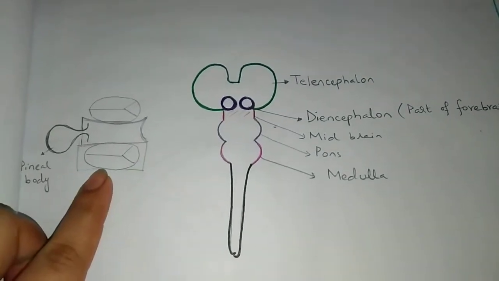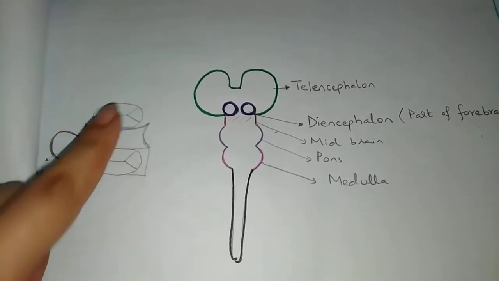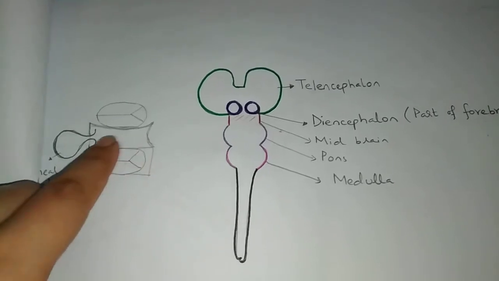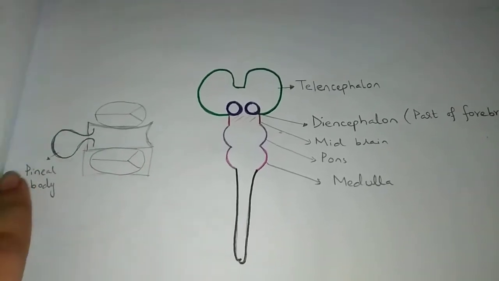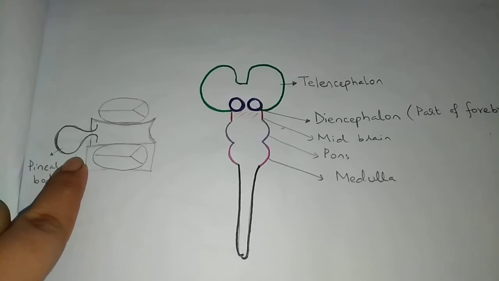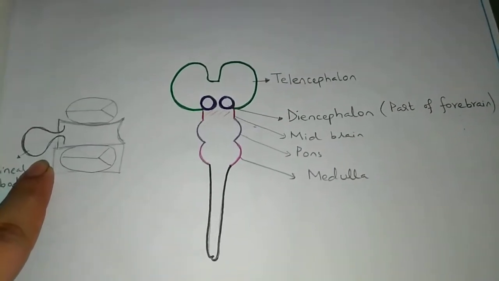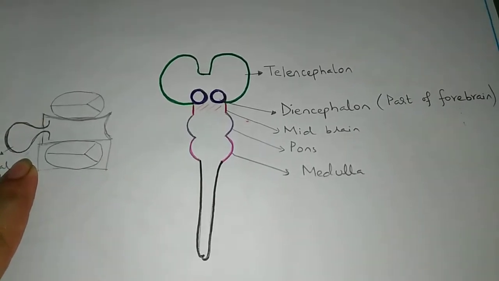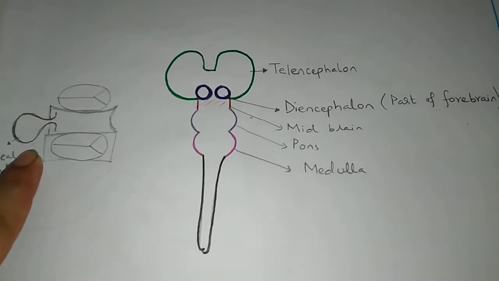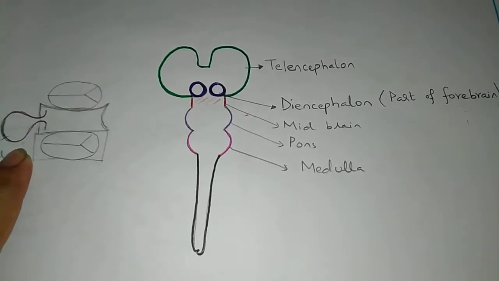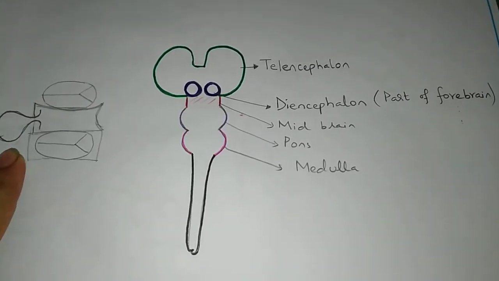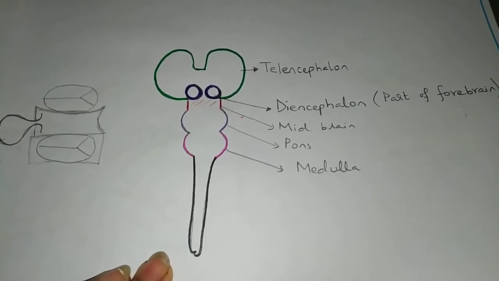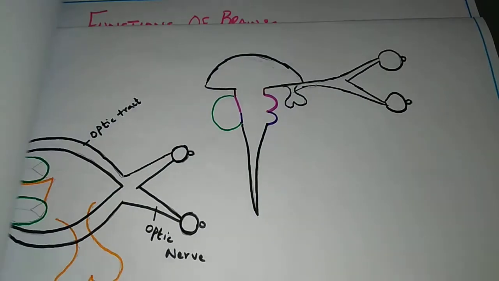In this diagram, I have represented the two thalami, the third ventricle, and the pineal body over here. If there is a question about how many thalami there are, there are two thalami. Thalamus is the part of diencephalon. Cerebral hemispheres are the part of telencephalon. Rhombencephalon is divided into pons and medulla.